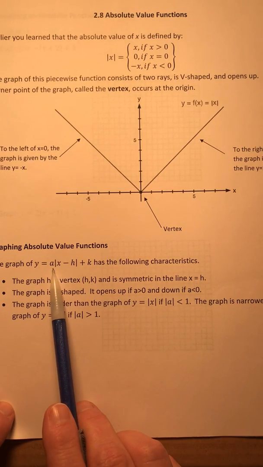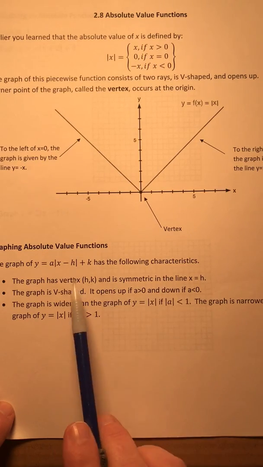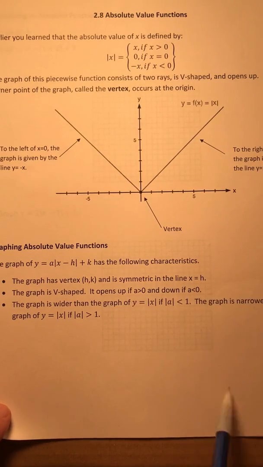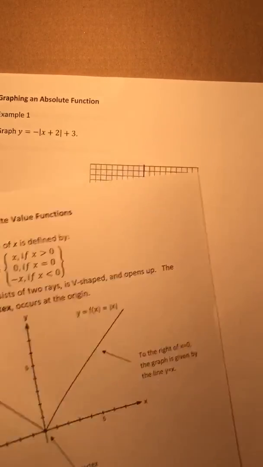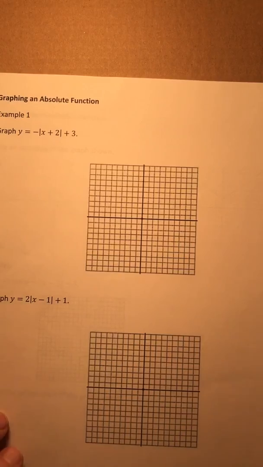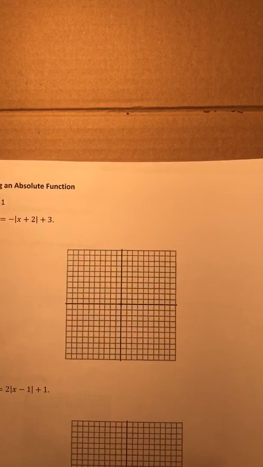It's a V-shaped graph. If a is positive, it's going to open up. If a is negative, it's going to open down. And you can read the rest of that. I just want to go and graph these for you so you can see what it's going to be like. I'm going to show you the easy way to graph it.